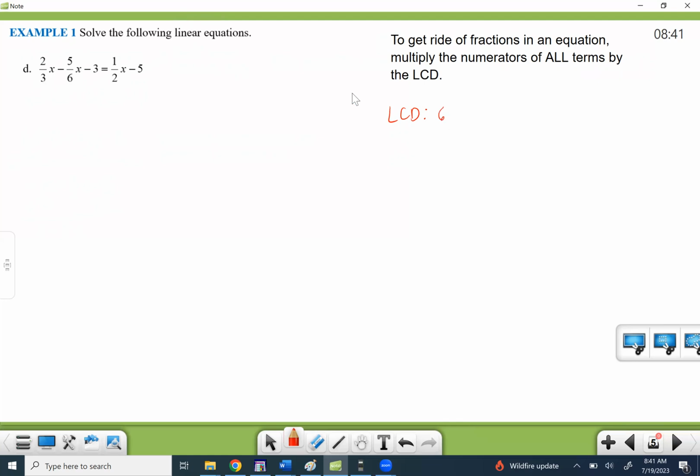Let's think about it. Okay. Does 3 go into 6? Yes, 2 times. Does 6 go into 6? Yeah, 1 time. And does 2 go into 6? Yes, 3 times. So we have found the perfect number. Now remember, we're multiplying all of the numerators by 6. All of them, even this negative 3 here.